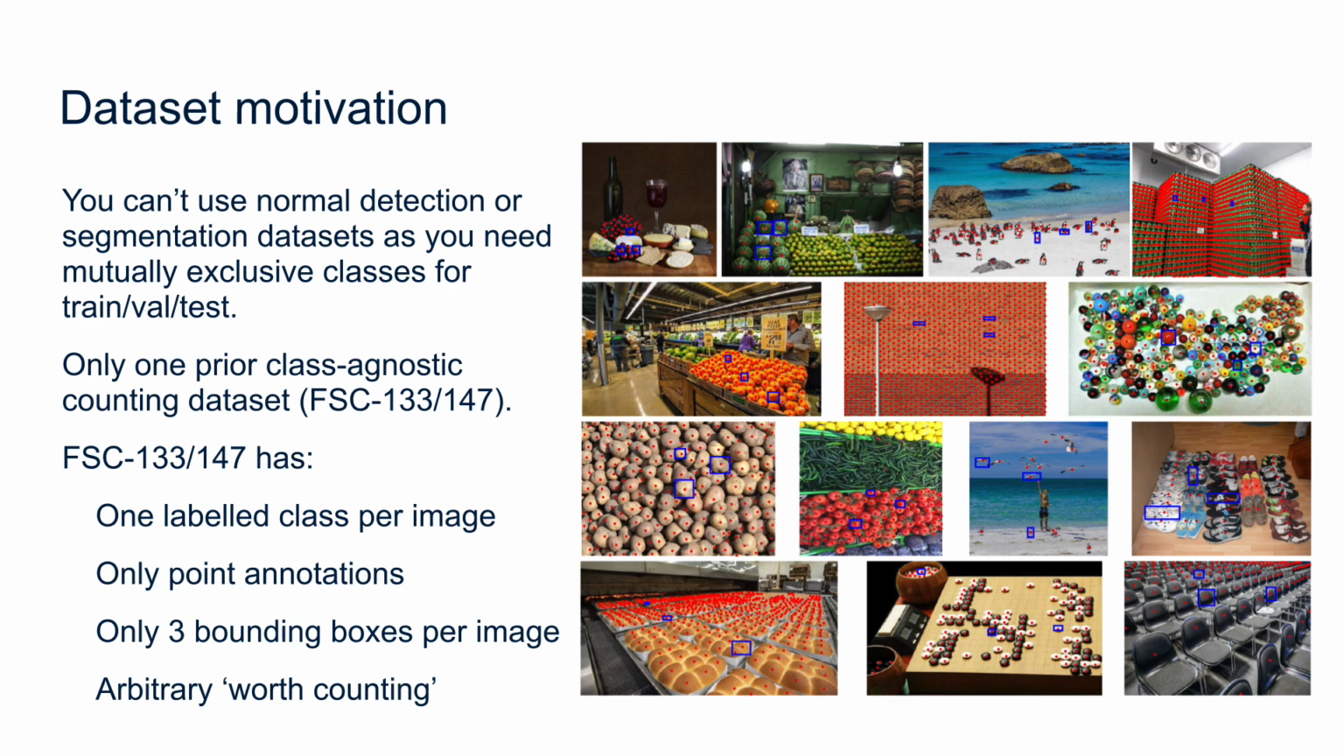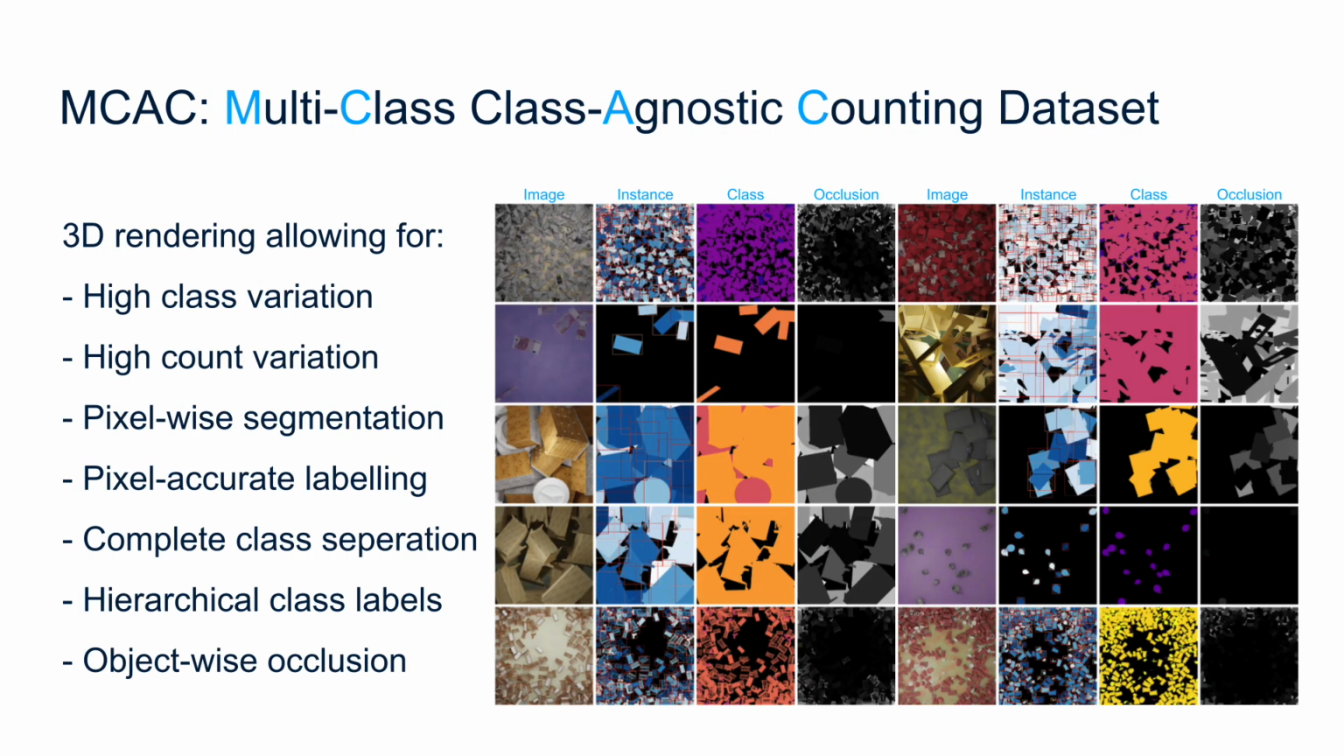Prior to this work, there was one class-agnostic counting dataset, FSC. FSC has limited labeling. It's single class with only one labeled class per image, only point annotations, a few bounding boxes per image, and arbitrary distinctions between which instances should and should not be included in the count. To facilitate work into multi-class, class-agnostic counting, we introduce MCAC. Images in MCAC have multiple classes of object, but these classes are mutually exclusive between the dataset splits.